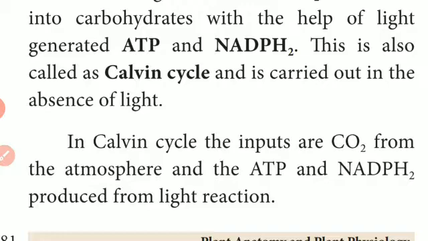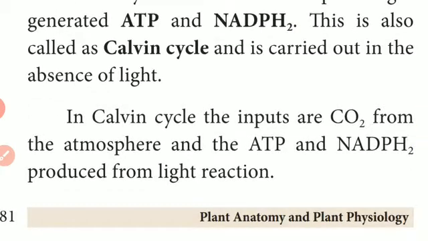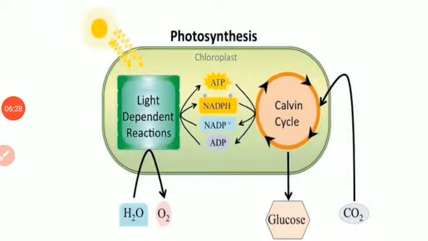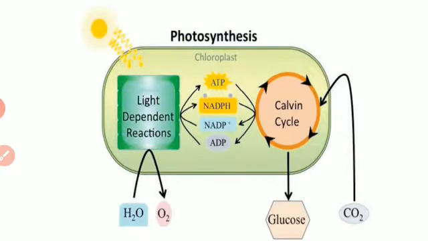So there are two kinds of reactions happening there: light independent reactions and light dependent reactions. It is not very complicated, it is very simple. Look at the picture. It explains the Calvin cycle, and how the Calvin cycle takes place.